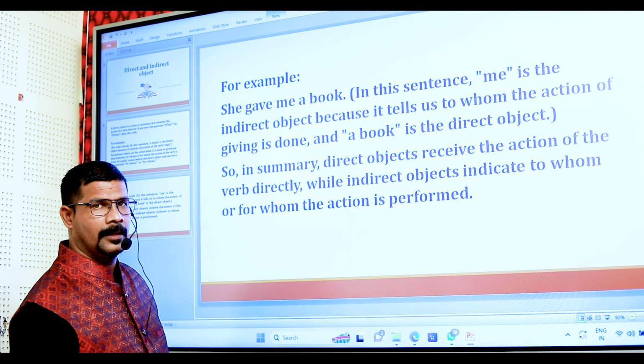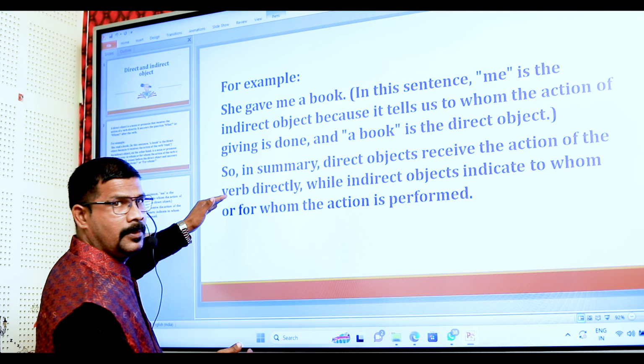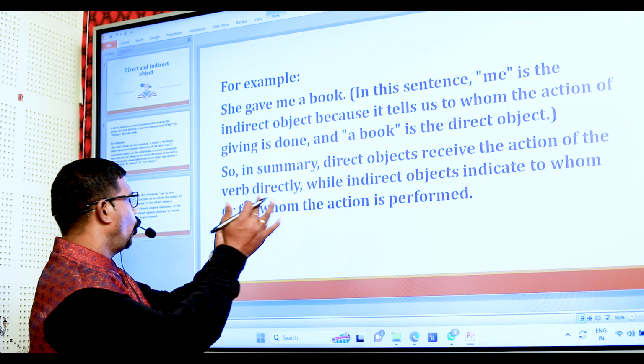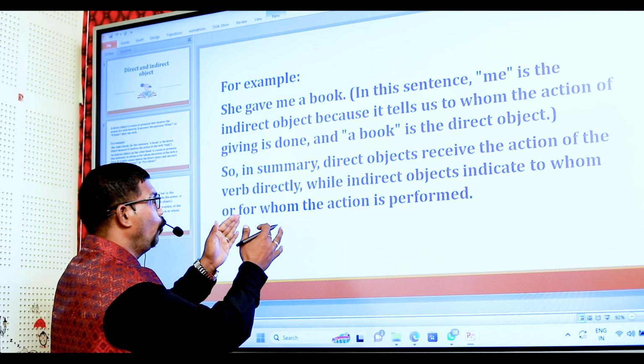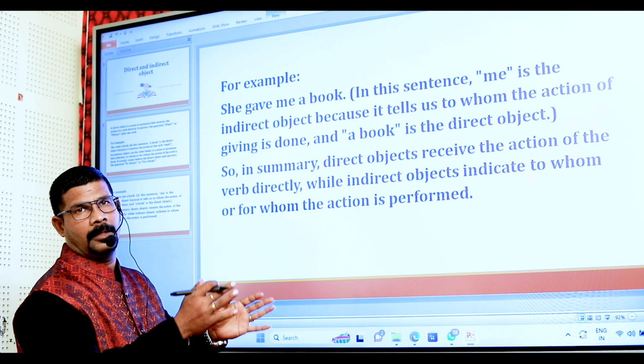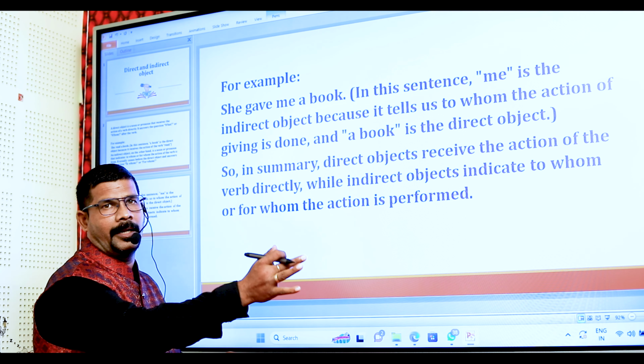So in summary, direct objects receive the action of the verb directly, while indirect objects indicate to whom or for whom the action is performed. I hope you can understand me. The main structure for the sentence: direct and indirect object.